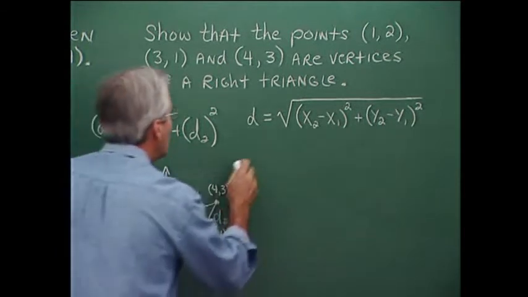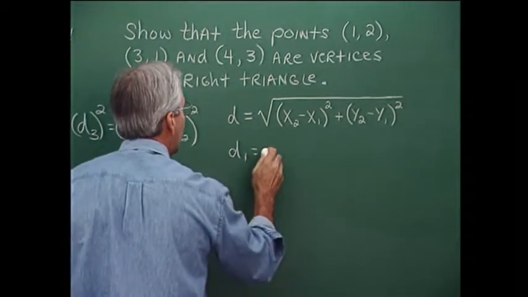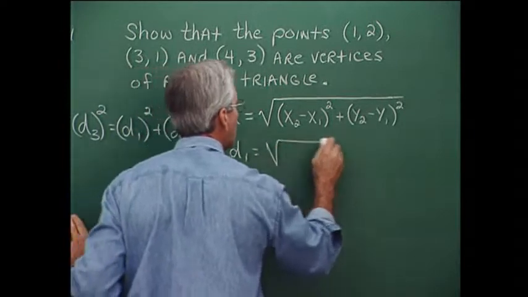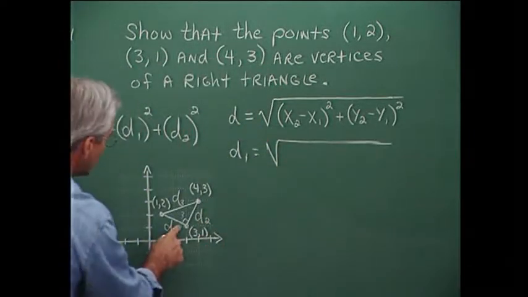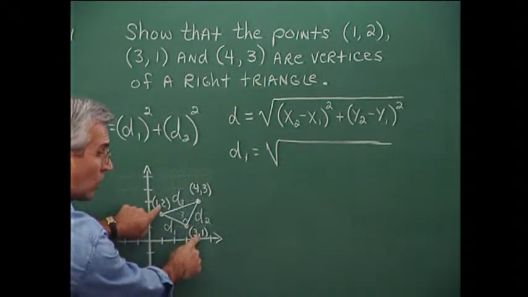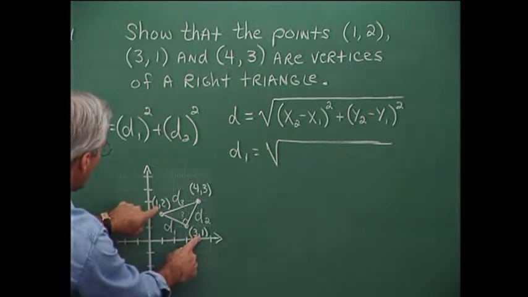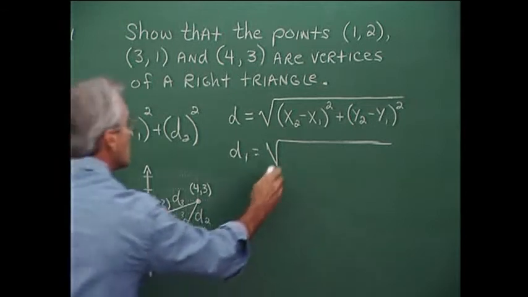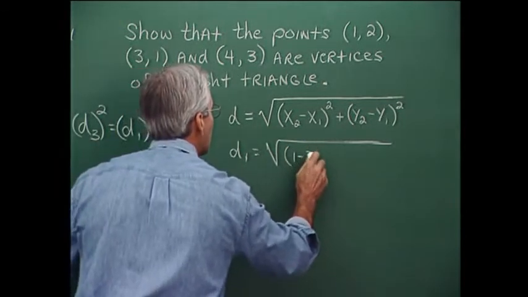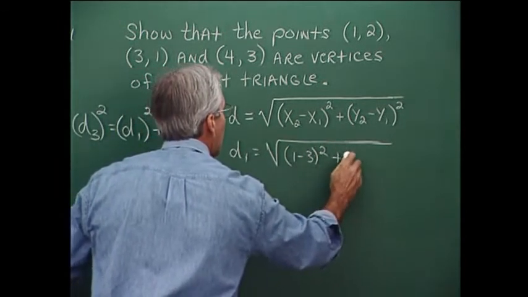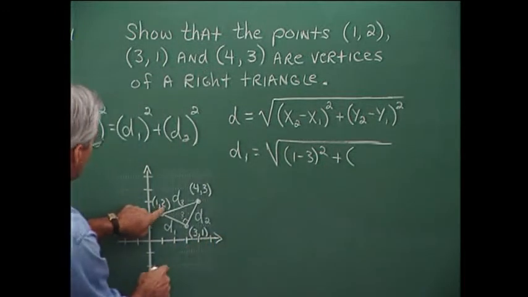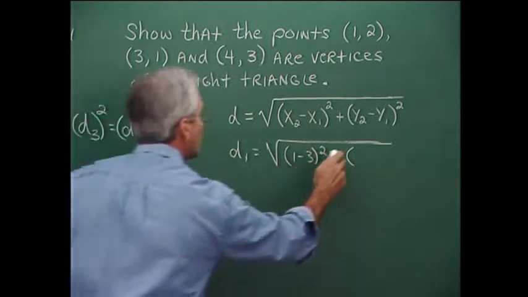Okay, let's do that. D sub 1. Now, I'm using the distance formula. So I would have, let's see, for D sub 1, I'm looking at the coordinates of these 2 points. So I want a difference in x components squared, so that's 1 minus 3. So I have 1 minus 3 squared. And then a difference in y components, that's 2 minus 1 squared.